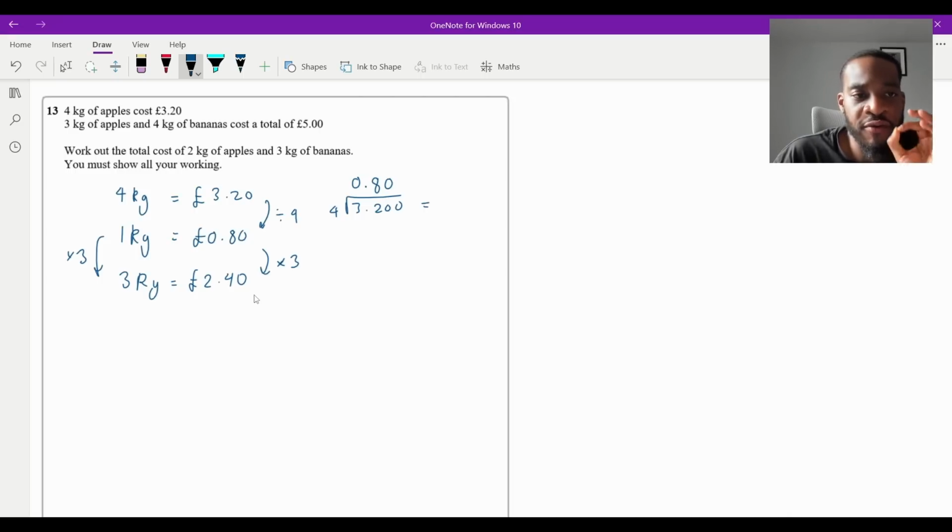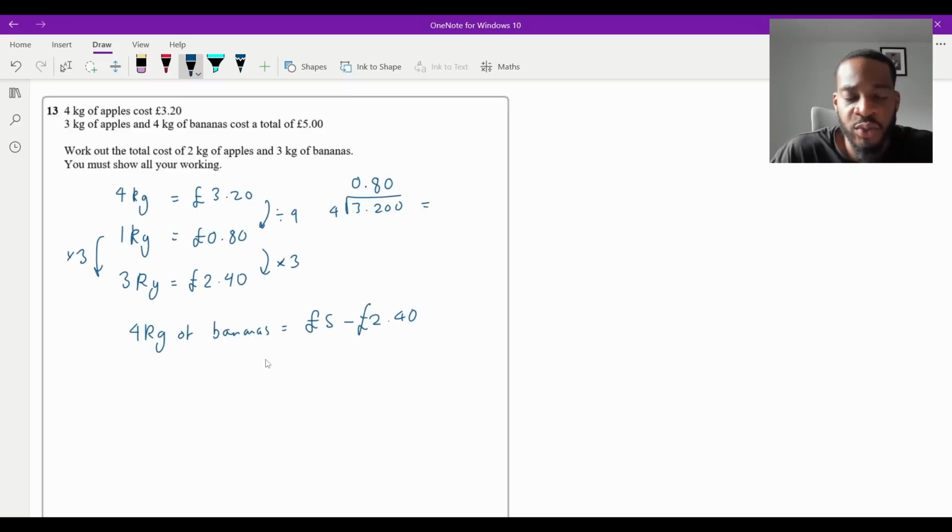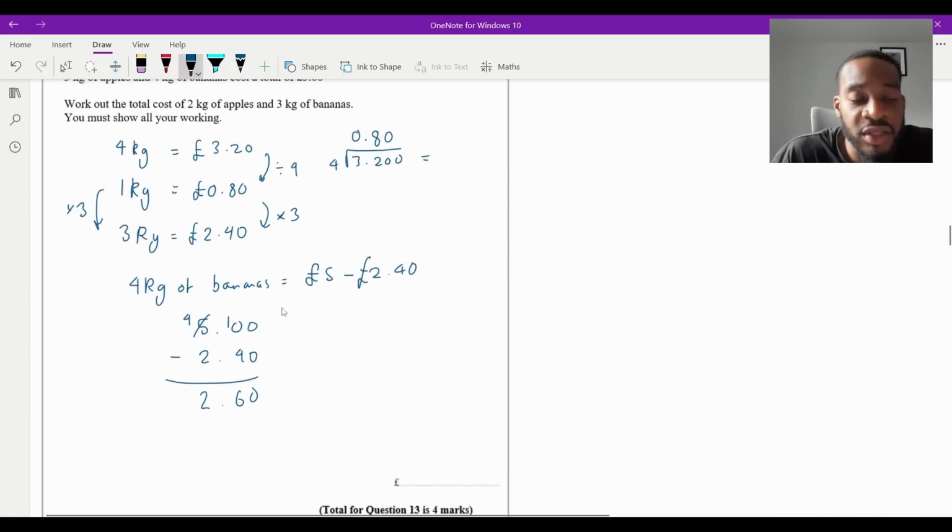Now, the total cost of the 3 kilograms of apples and the 4 kilograms of bananas is £5. So what I could say is that the 4 kilograms of bananas, right? That is going to equal the total cost, £5, and we're going to take away that £2.40, the cost of the apples, right? So all we need to do is work out what that is. That's just going to be 5.00 take away 2.4, like that. That's going to be zeros. Borrow 1 from there. 10 take away 4 is 6. 4 take away 2 is 2. So that's £2.60. So the 4 kilograms of bananas cost £2.60.